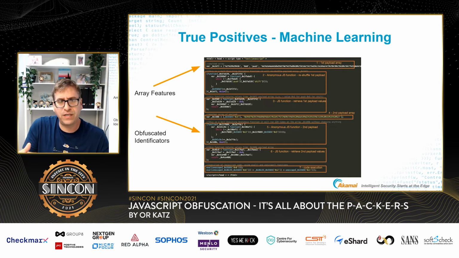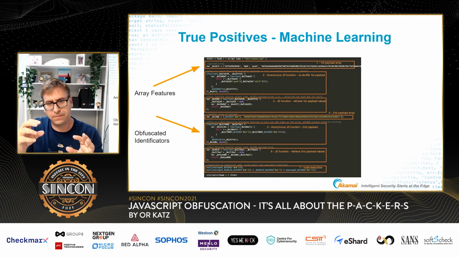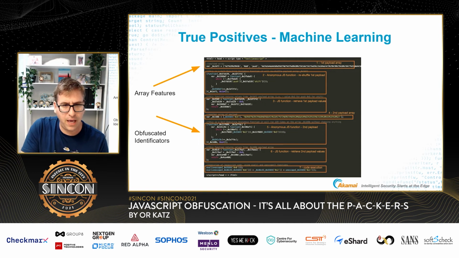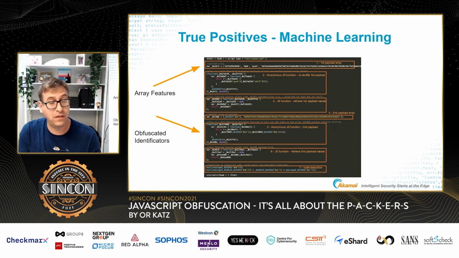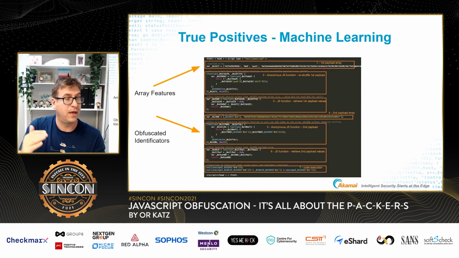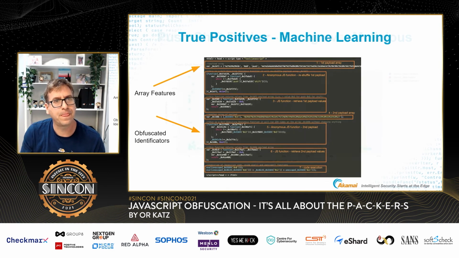Or maybe another kind of feature would be the number of function names, variable names, and array names being used in a given file, how many unique ones we can see. That could also be used as a feature to lead us to better decisions to differentiate between something that is malicious versus something that is benign.